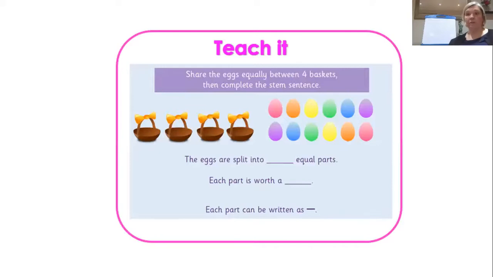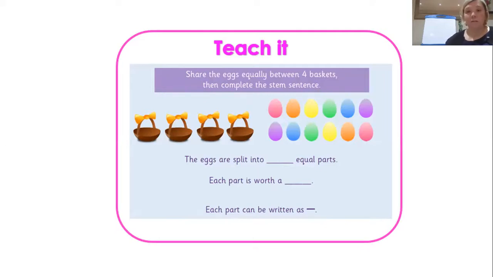Our times table and our multiplication knowledge will really help us with this. I want you to have a look at this first picture. It says, share the eggs equally between 4 baskets, then complete the stem sentence. So what we're going to do is watch this little video that I did with Skittles and bowls, but it's the same thing.